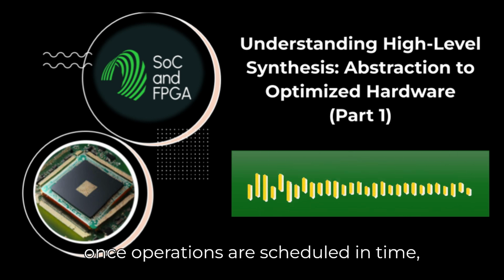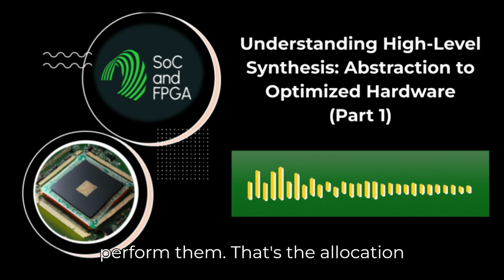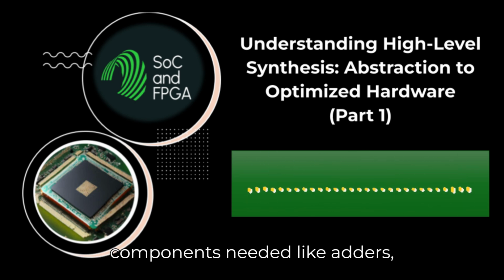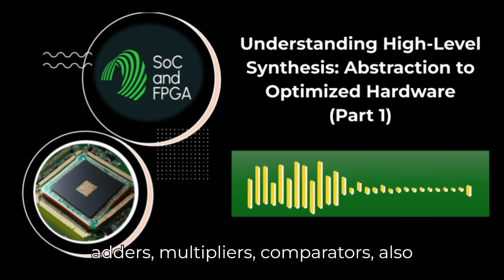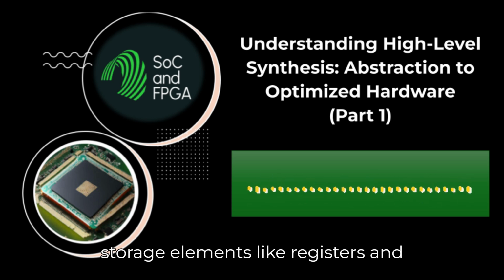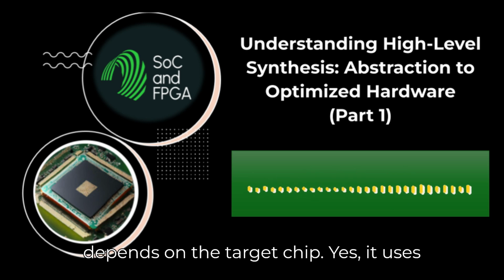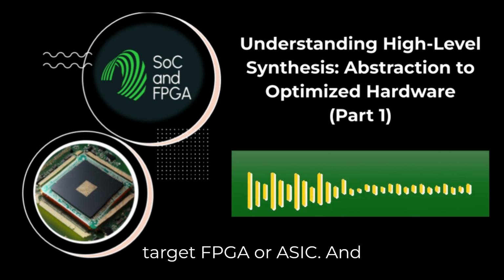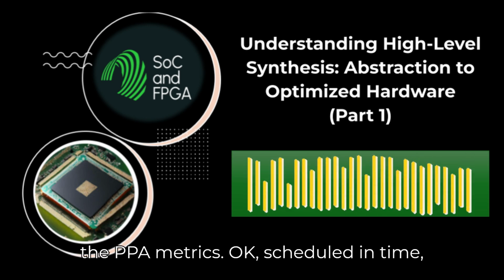Got it. So once operations are scheduled in time, you need the actual hardware bits to perform them. That's the allocation phase. After scheduling, HLS figures out the number and types of hardware components needed. Like adders, multipliers. Functional units, yes. Adders, multipliers, comparators, also storage elements like registers, and importantly, on-chip memory blocks like block RAMs or BRAMs. And this choice depends on the target chip. Yes, it uses a technology-specific library for the target FPGA or ASIC. And these allocation choices directly impact your final power, performance, and area, the PPA metrics.